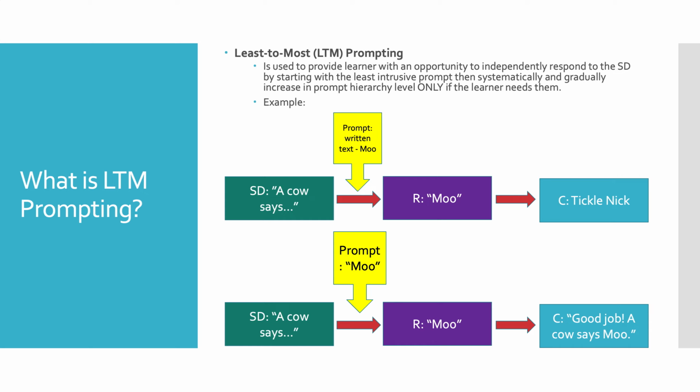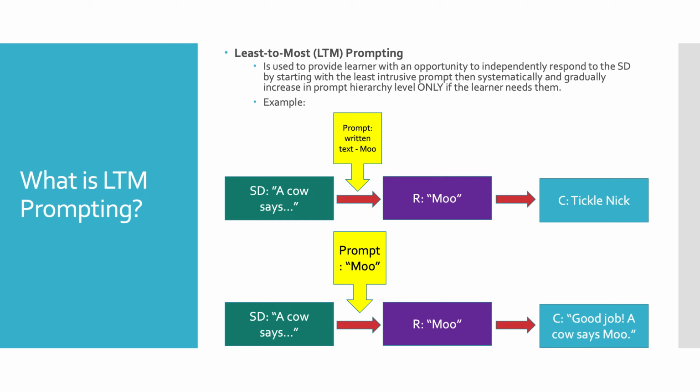Next, we have least to most intrusive prompting, or LTM, and this one is used to provide the learner with an opportunity to independently respond to the SD by starting with the least intrusive prompt, then systematically and gradually increasing in prompt hierarchy level. And this is the key, only if the learner needs them. So for example, if the SD is "A cow says," your prompt could be a written text if your kiddo knows how to read. A written text that says "moo," right? So your learner would say "moo," and then you can tickle your learner.